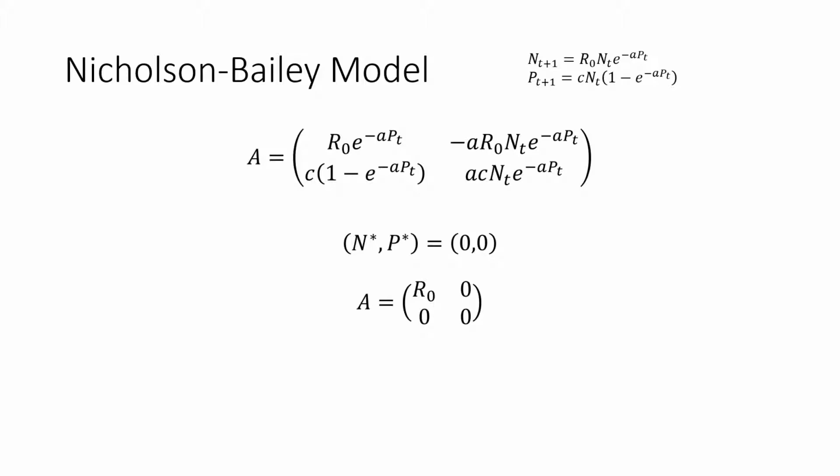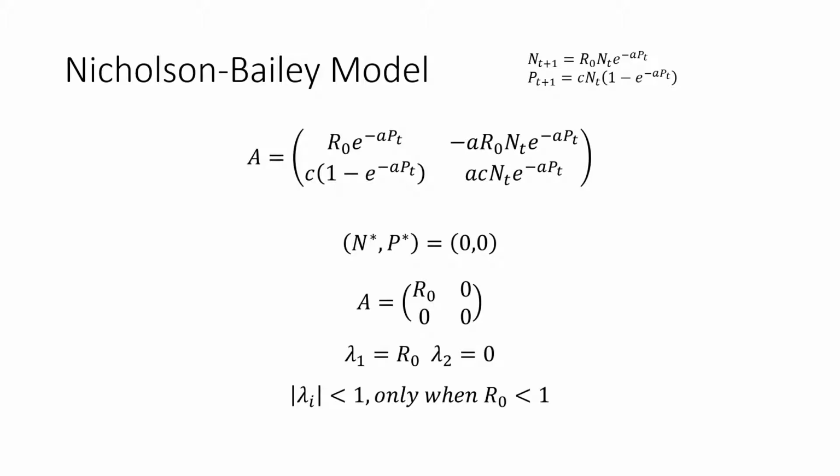The eigenvalues of this, by fairly simple inspection, are lambda 1 equal to r0 and lambda 2 equal to 0. So, considering our definition for stability, if r0 is greater than 1, the fixed point is unstable, and if r0 is less than 1, then the fixed point is stable. Or modulus of r0 is less than 1 even.